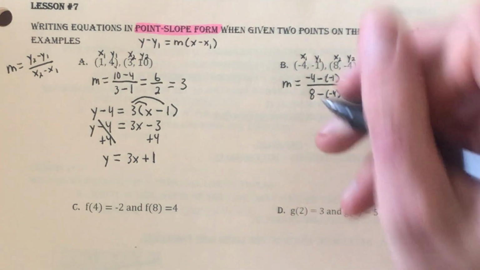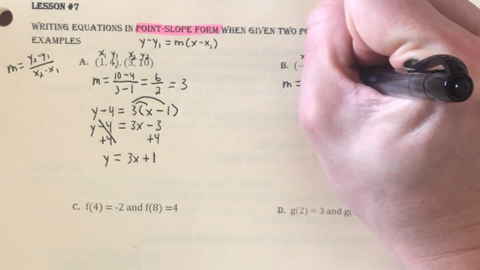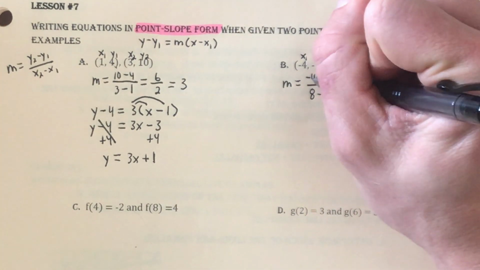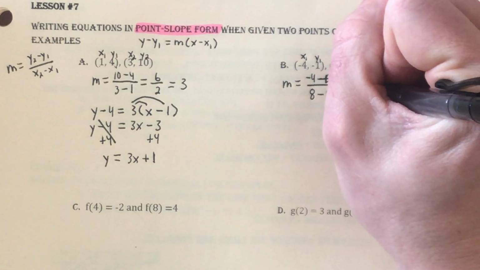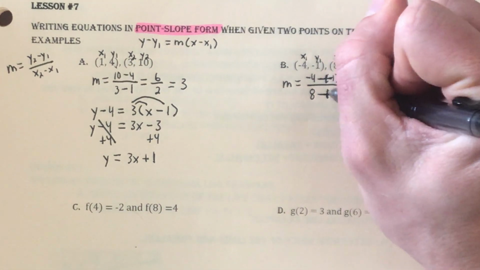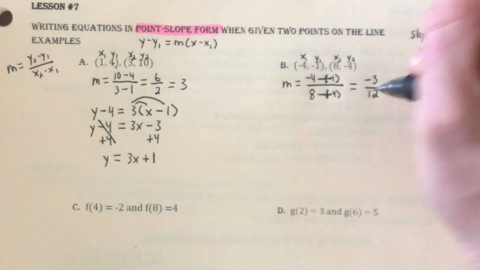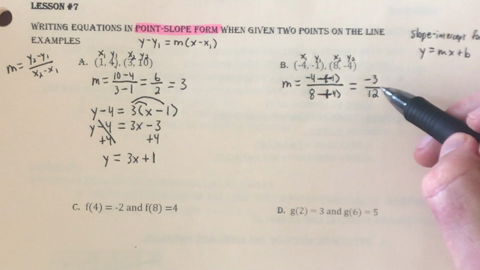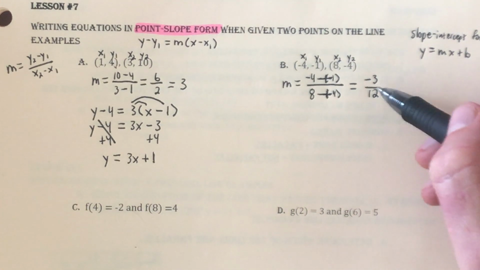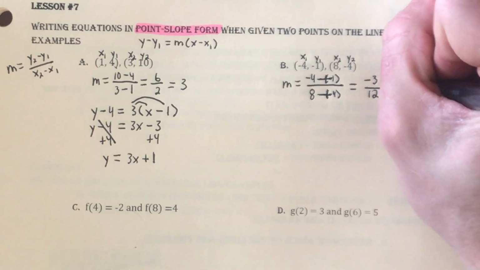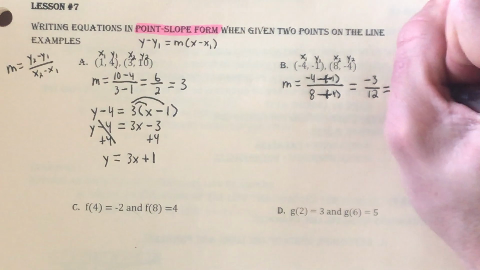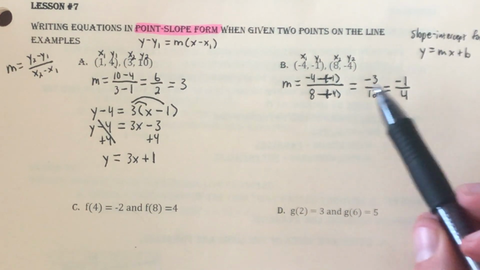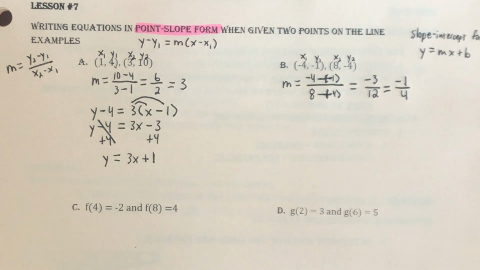So I notice I got a couple double negatives here, so go ahead and get rid of those. So I've got on the top -4 plus 1, which is -3. On the bottom, I've got that double negative, get rid of that. 8 plus 4, which is 12. Now I notice that this can be simplified down. They both have a common factor of 3, so I'm going to divide that by 3. So -3 divided by 3 is -1, and 12 divided by 3 is 4. So my slope, or m, equals -1/4.